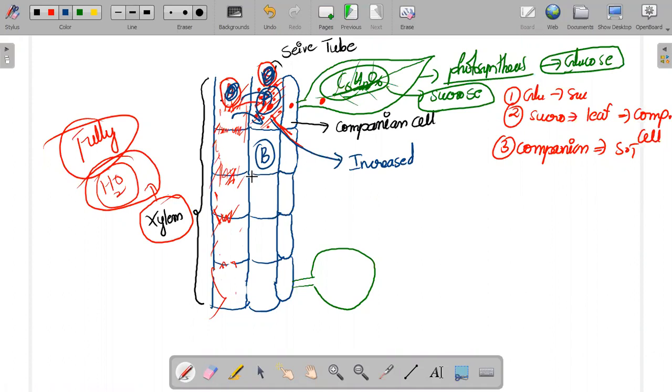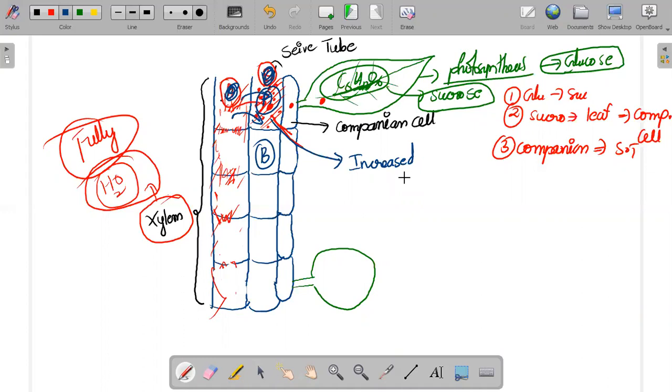Now tell me, from where to where will water move? Very simple. The adjacent xylem had a lot of water, so it gave a lot of water to the A cell only. You may ask me, sir, why the A cell? Because the A cell has sucrose molecules inside it. The B cell doesn't have any sucrose molecules inside it.